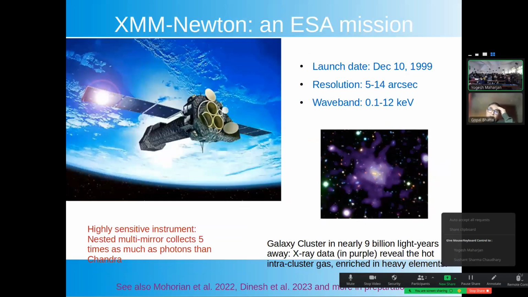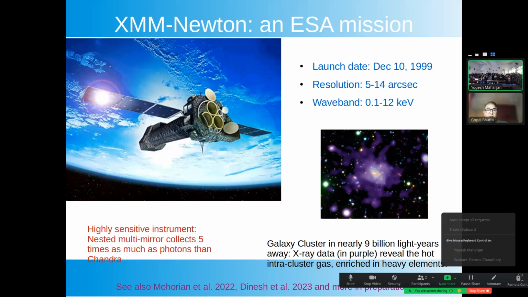And the other one, very famous, by ESA, which launched in 1999, which is nearly 25 years old now, is XMM-Newton. So it operates in 0.5 to 12 keV. That's how in X-ray the frequency is expressed, in terms of kiloelectron volts. You can convert a frequency by hν to the energy, right? And that's the waveband. This is a very sensitive instrument, and it collects 5 times as many photons as Chandra collects. Very, very sensitive images.